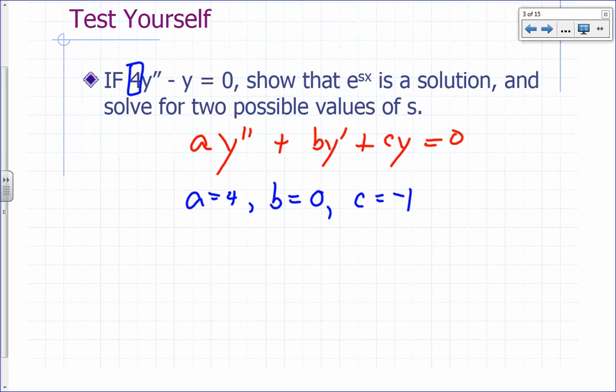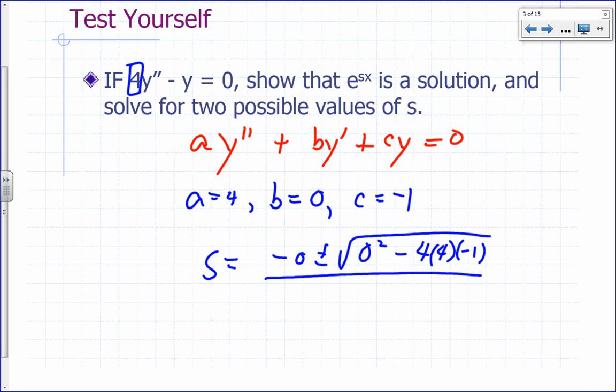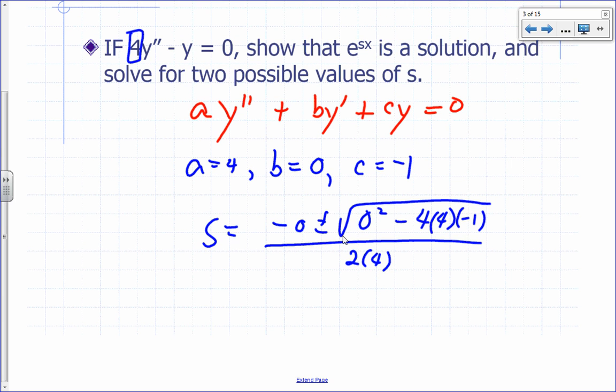So s would be equal to -0 plus or minus the square root of 0 squared minus 4 times a, which is 4, and c is -1, divided by 2 times a, 2 times 4, and that's 8. So plus or minus the square root of, what is 4 times -1?